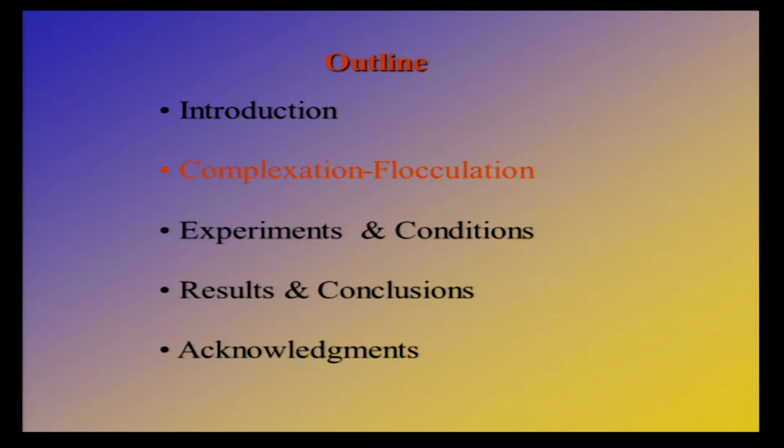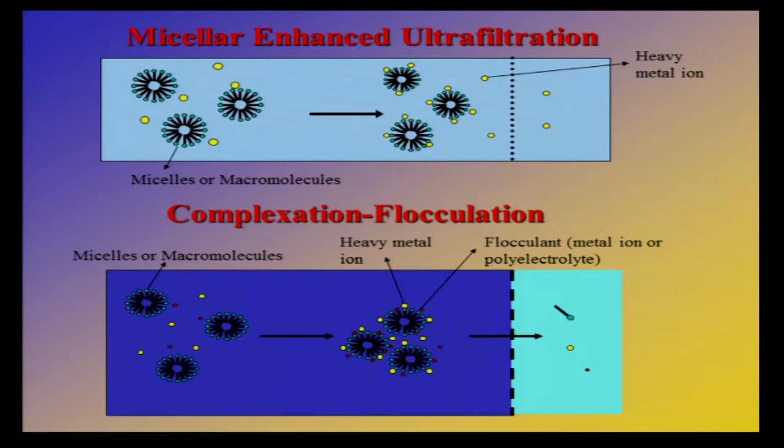So let's move on then and try to understand a little bit more about complexation and flocculation. How does that work? Here I'm just summarizing again what happens in MEUF. There's my membrane. Here are the micelles. The yellow circles represent the heavy metal ions. Here we adsorb the heavy metal to the micelle or the macromolecule. We move it towards the membrane. And obviously only the free heavy metals can move through, but the ones which are adsorbed, which will be most of them, are trapped.